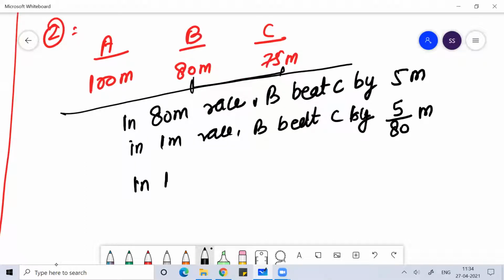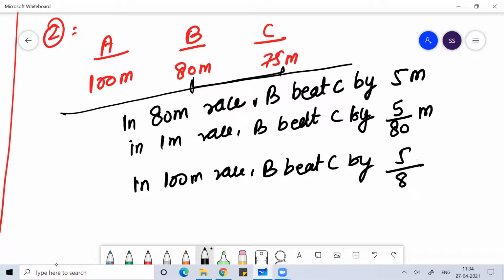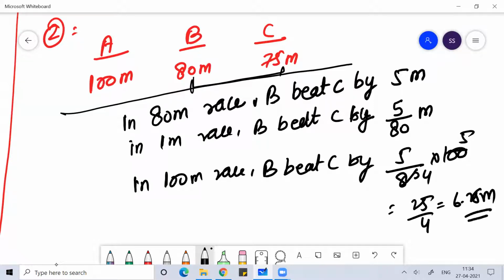Now they're asking you about a 100-meter race. So in a 100-meter race, B beats C by how many meters? That would be 5 by 80 into 100. So you just need to solve it. This is 5 by 4, this gives 25 by 4 or 6.25 meters. Clear everyone?